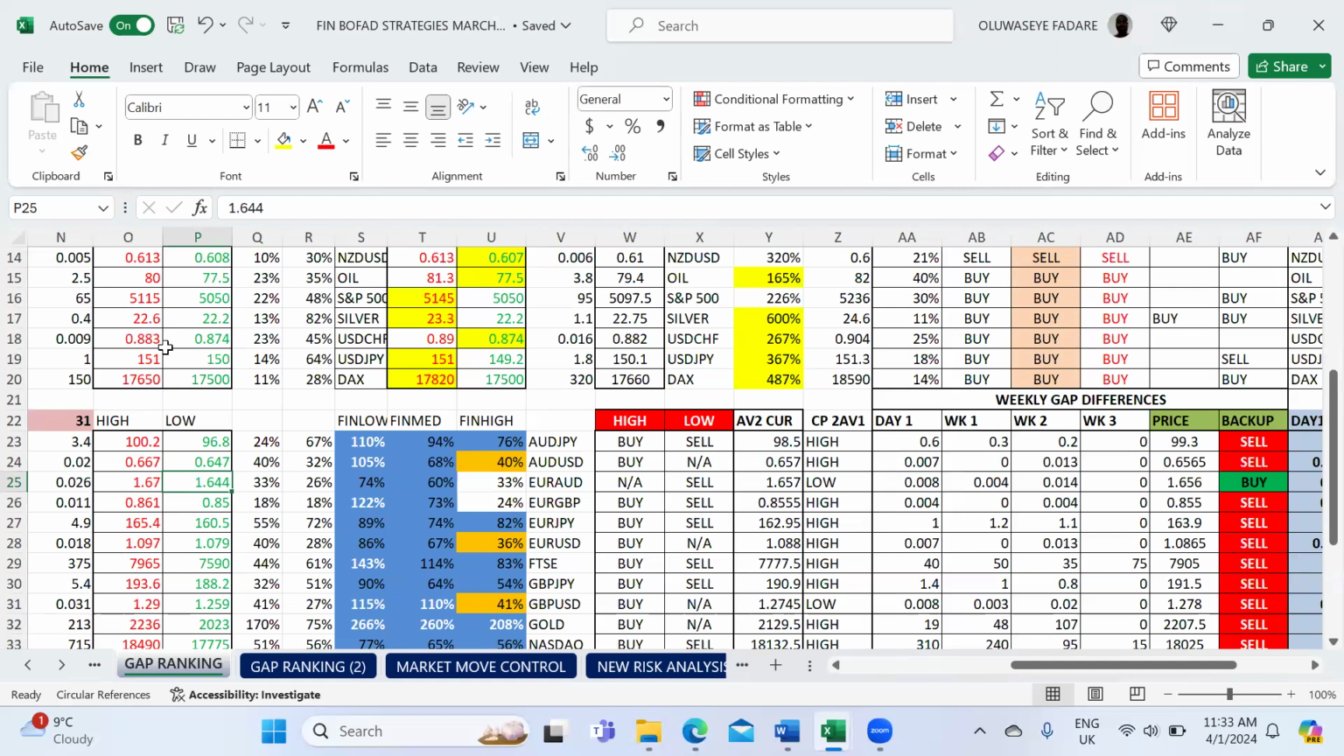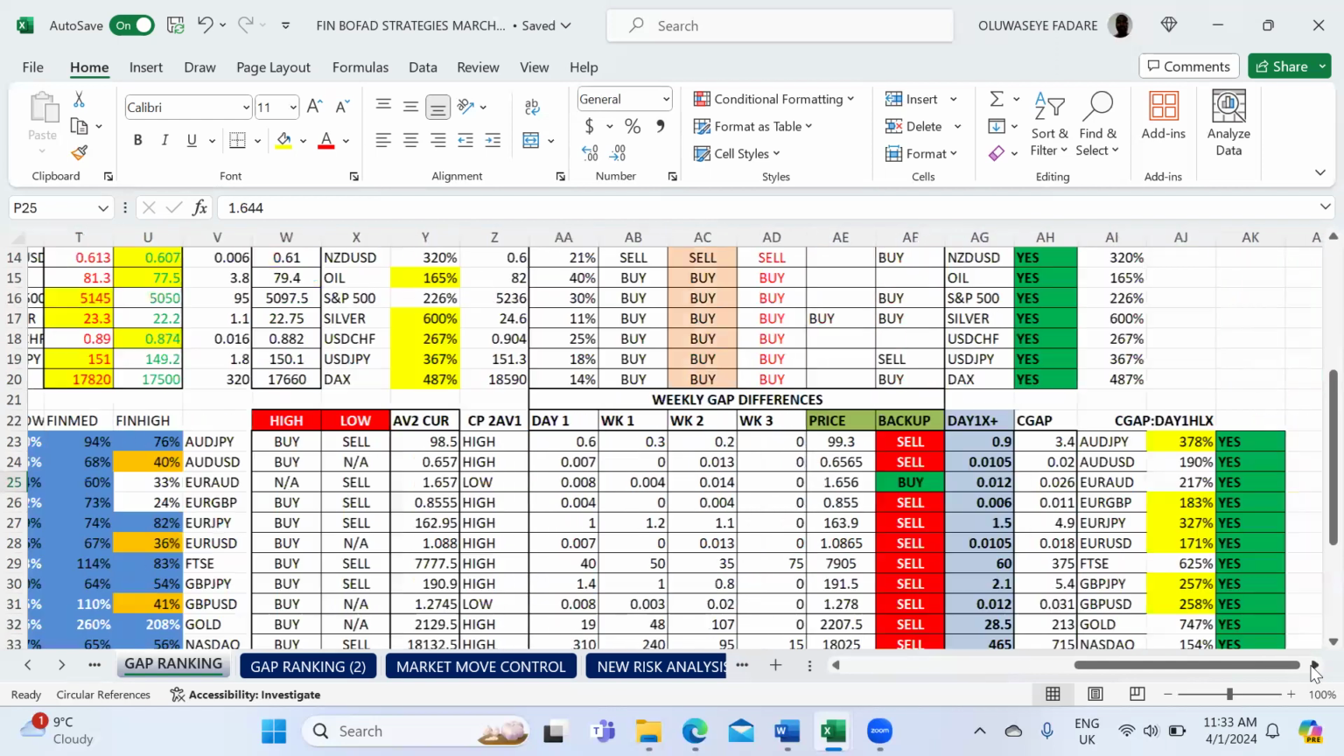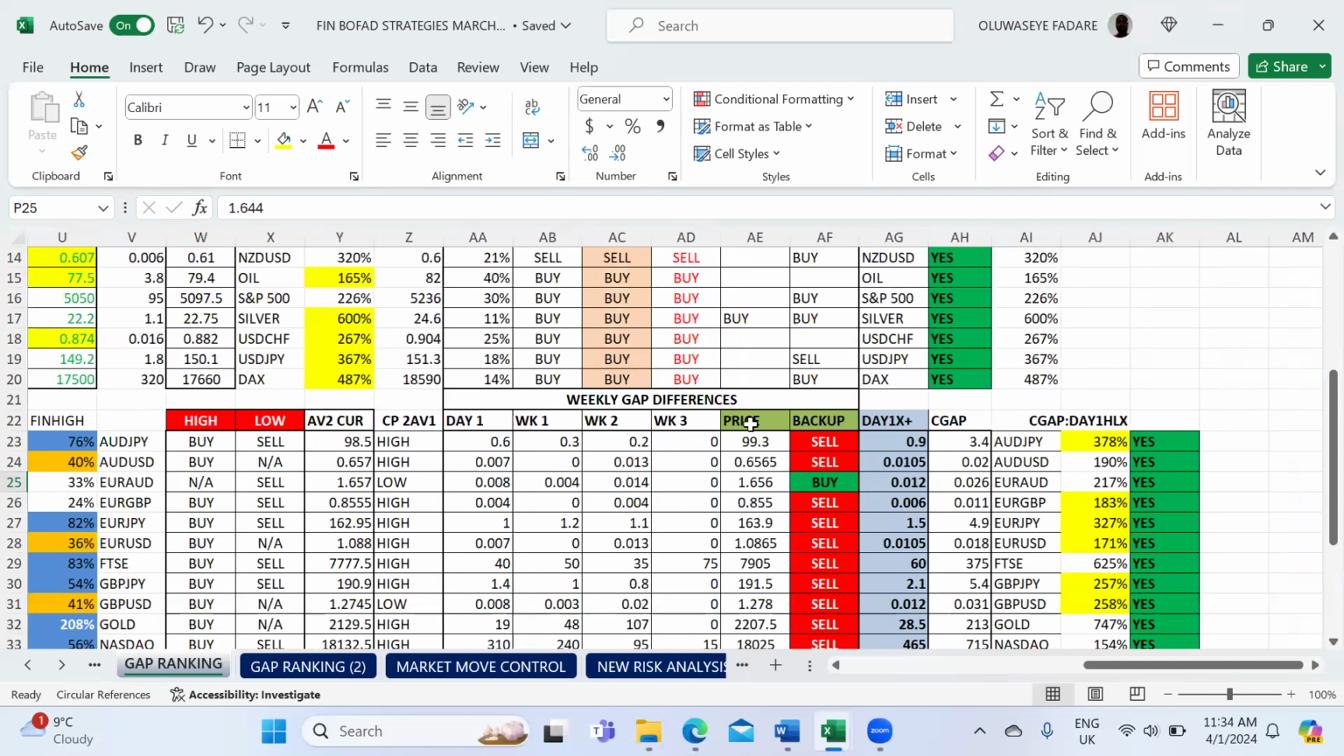Once we get the updates, it also means more information. For example, what it's trying to tell us is the backup positions. It's telling us that the market is a buy, but if the market price should fall to 99.3, then the market will start to sell. For the Euro AUD, for example, the market was a sell, as you can see here, but it's telling us that if the market should go to 1.656, then the market will be a buy.